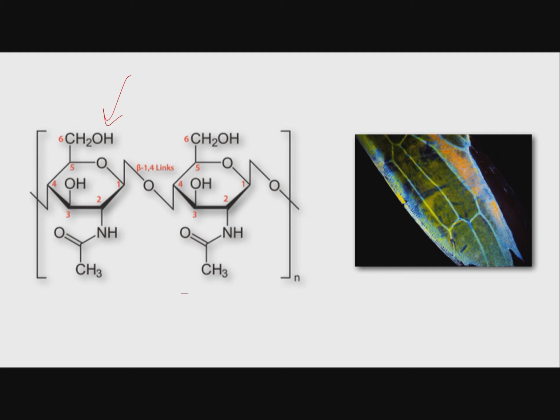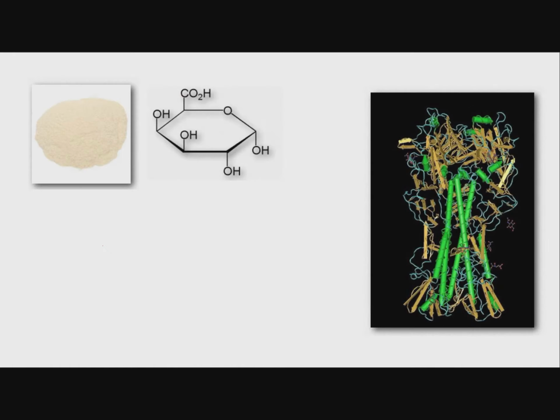And like cellulose, except for the acetylamine group replacing the hydroxyl on position 2, it would be almost identical to cellulose. It's basically just a modified cellulose with that additional little structure here. N-acetylglucosamine, beta 1,4, just like cellulose. And so that really allows for it to have that same sort of hydrogen bonding pattern for stability.